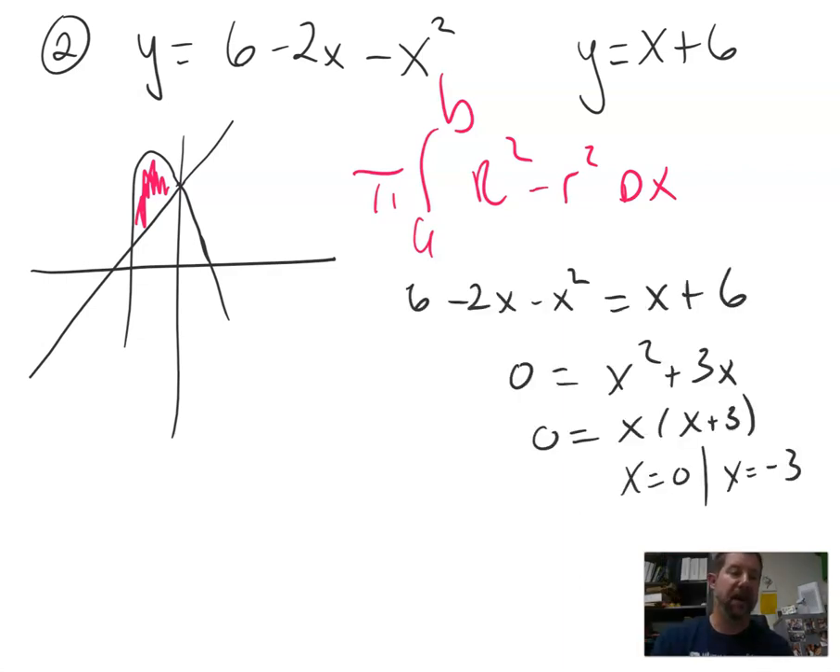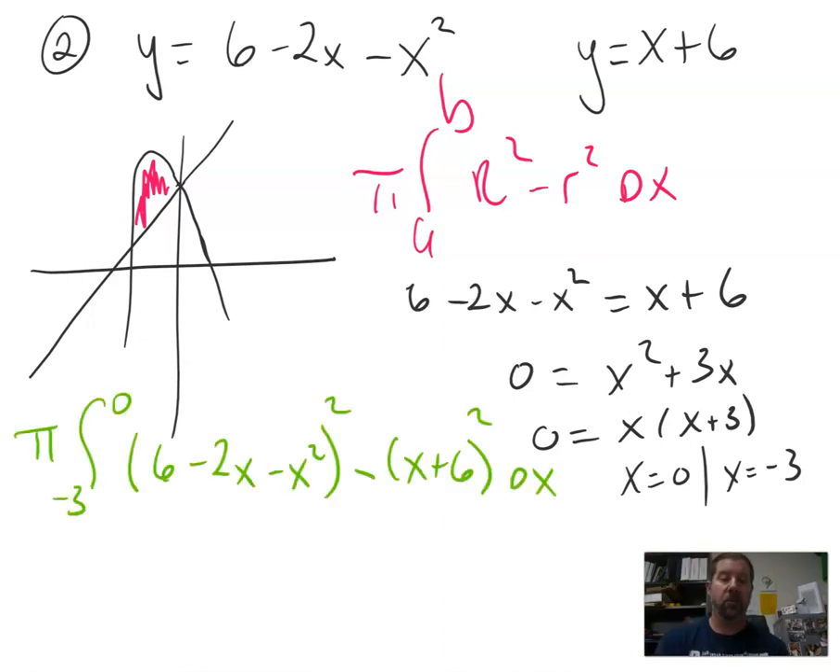So I'm first going to go find the limits for my integral, and I do that by setting the equations equal to each other. And when I do this, I get x equals 0, -3, so that kind of corresponds with my picture here. And then now I need to set up my integral. So pi, from -3 to 0, big R, again, is the top function or the outside function, which is 6 minus 2x minus x squared, squared, minus the little r, which is x plus 6, squared. Okay, big R all the way to the outside, that's the long one. Little r is on the inside.